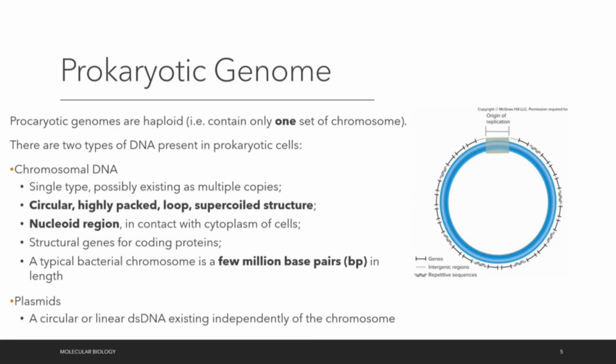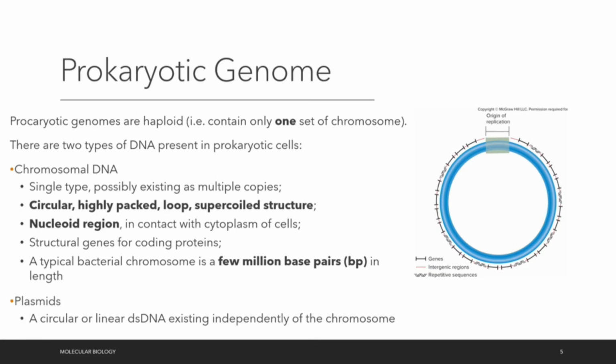Now let's take a look at the structure of the prokaryotic genome. Prokaryotic genomes are actually haploid. In other words, there's only one copy or one set of chromosome present inside the bacteria. Whereas in most eukaryotic cells, there's more than one set of chromosomes. For example, humans are diploid, where every chromosome is in pairs.